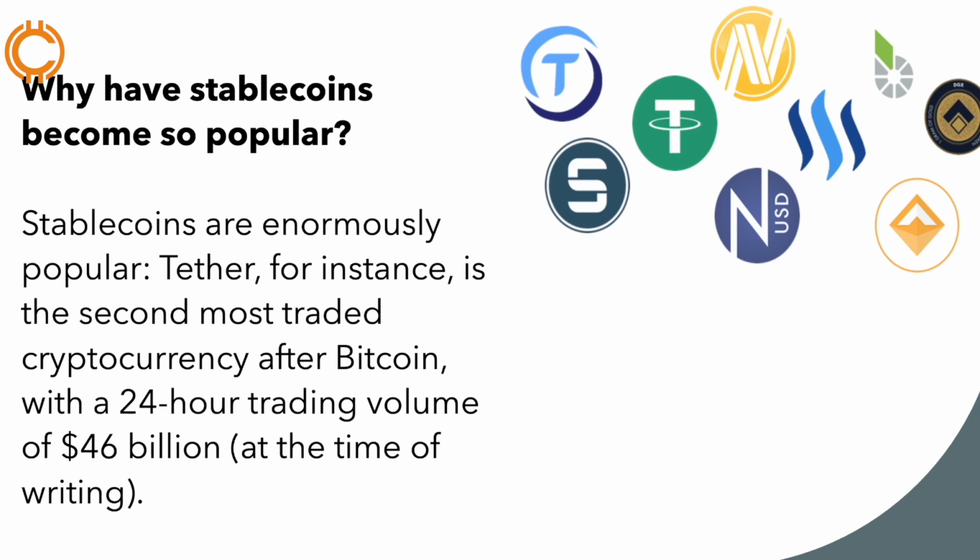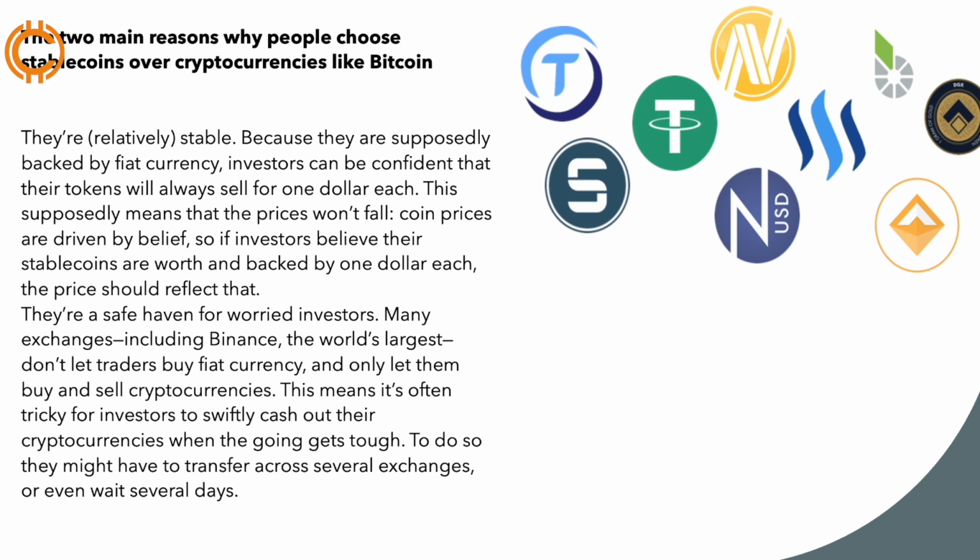Why have stablecoins become so popular? Stablecoins are enormously popular. Tether, for instance, is the second most traded cryptocurrency after Bitcoin, with a 24-hour trading volume of $46 billion at the time of filming this. The two main reasons why people choose stablecoins over cryptocurrencies like Bitcoin: they're relatively stable. Because they're supposedly backed by fiat currencies, investors can be confident that their tokens will always sell for $1 each. This supposedly means that the prices won't fall. Coin prices are driven by belief, so if investors believe their stablecoins are worth and backed by $1 each, the price should reflect that. They're a safe haven for worried investors.